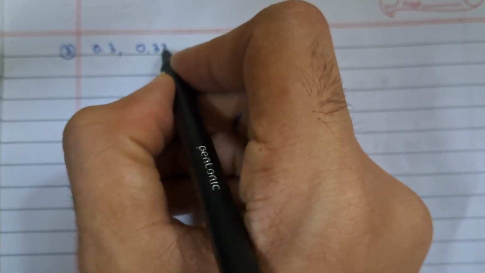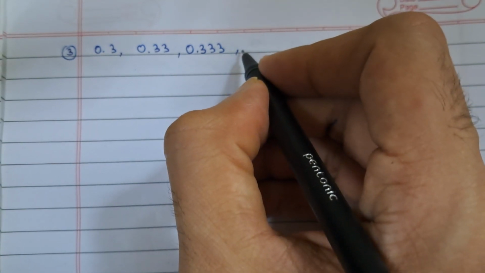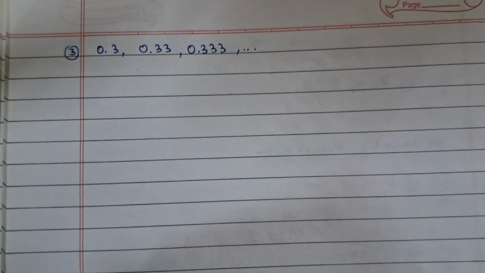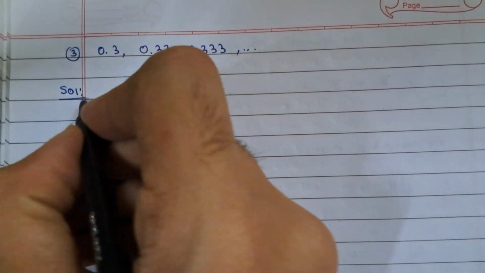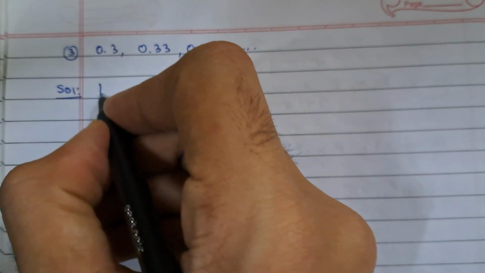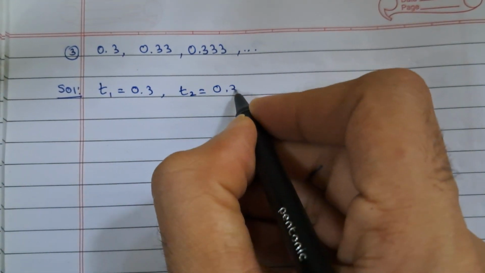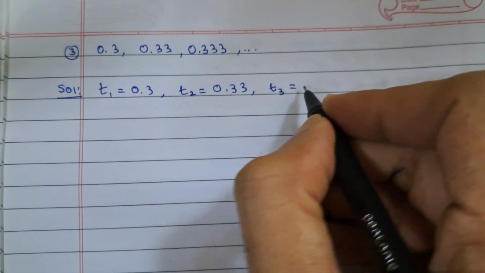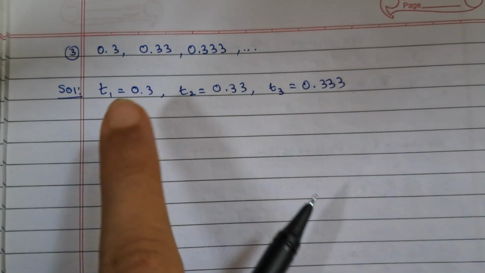Let's see another example. So this time the sequence is 0.3, 0.33, 0.333 and that's it, and so on. So let's see how to tackle this sum. How will you find the solution for this, whether it is an AP or not? At the very first place, just number it, let's name it T1, T2, T3. T1 is 0.3, T2 is 0.33, T3 is 0.333. This time we don't have 4 numbers, so it is fine, only 3 numbers are there.